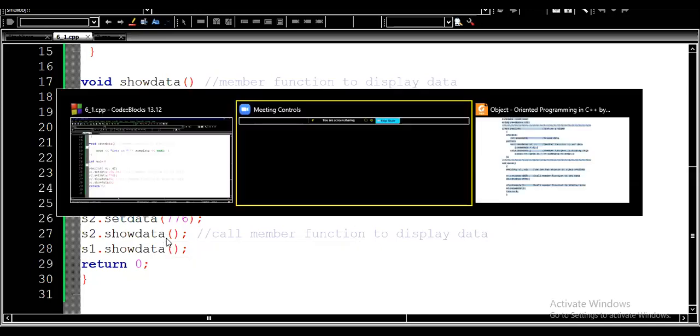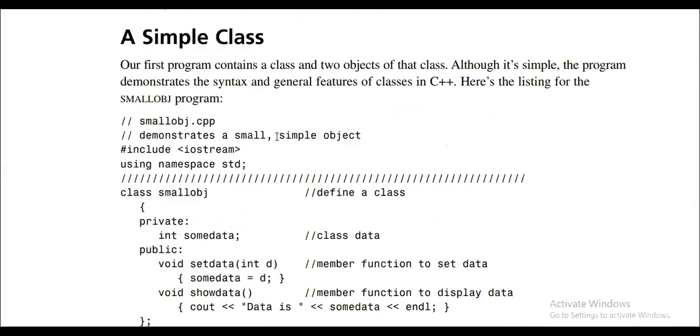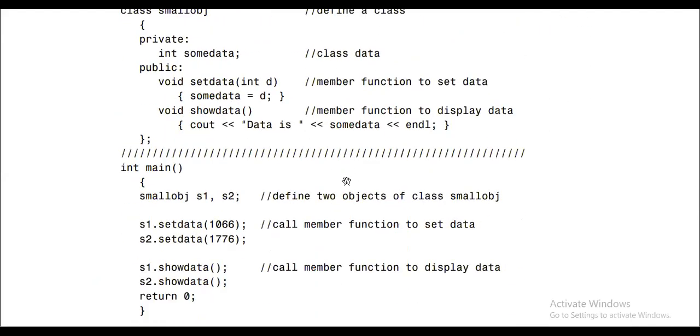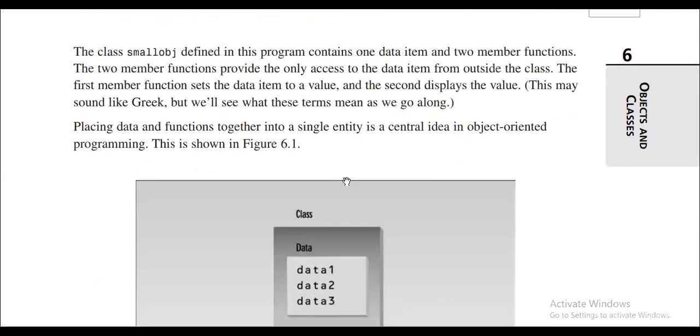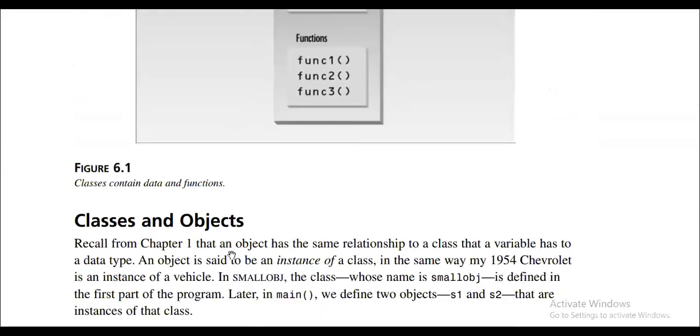Now let's go back to our book. So this is the first code that we are seeing. A simple class with the syntaxes, so we have already practiced it. Now the second one is that here they will explain how all this works. So just go through it.